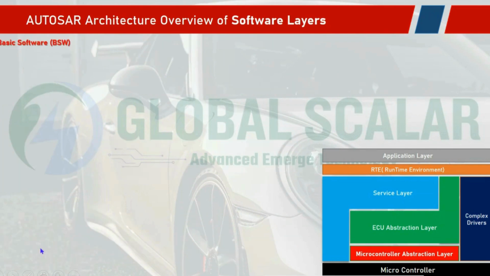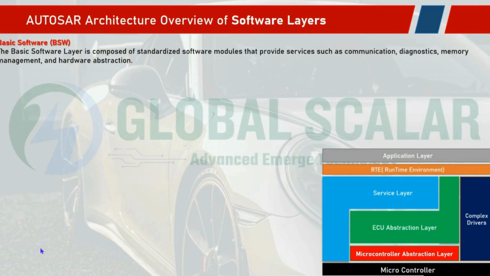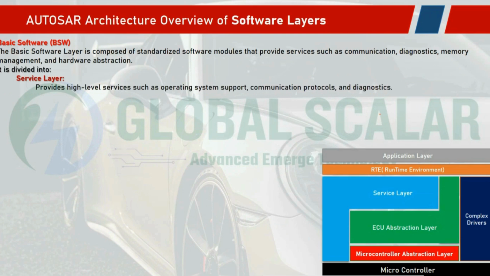Next, we have the BSW, the basic software. The basic software layer is composed of standardized software modules that provide services such as communication, diagnostics, memory management, and hardware abstraction. It is again divided into layers. The service layer provides services such as operating system support, communication protocols, and diagnostics.